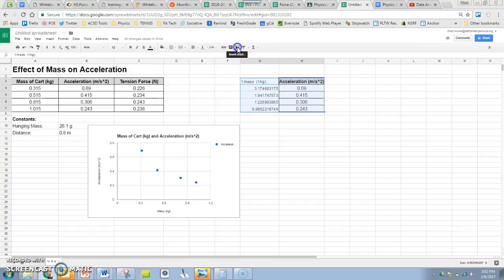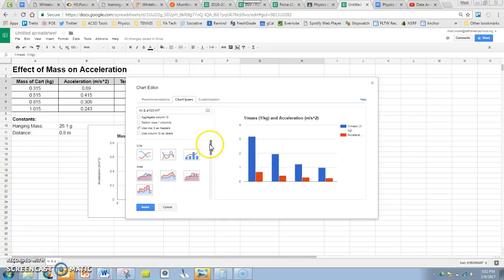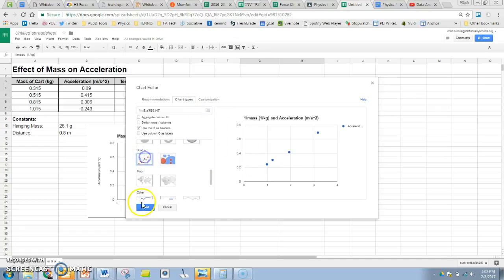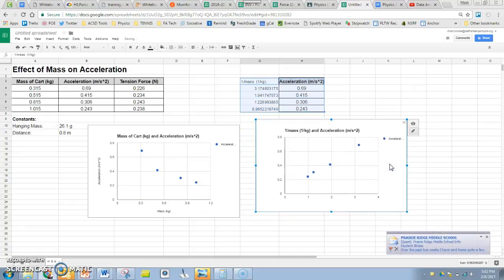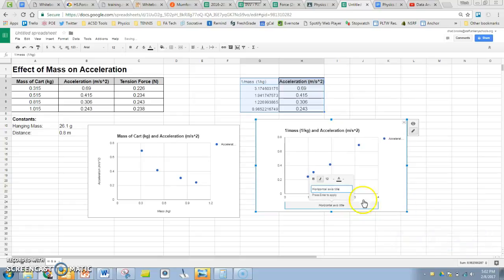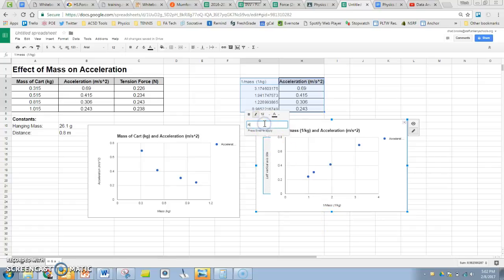So let's insert a chart now with that. Scatter plot again. And that is looking to be pretty linear, which is what we're hoping for. We're trying to linearize the data. Let's put our axis labels on there. The horizontal axis, it's not mass anymore. It's 1 over the mass, and it has units of 1 over kilograms. And our y-axis, we didn't change that at all. That's still acceleration, measured in meters per second squared.